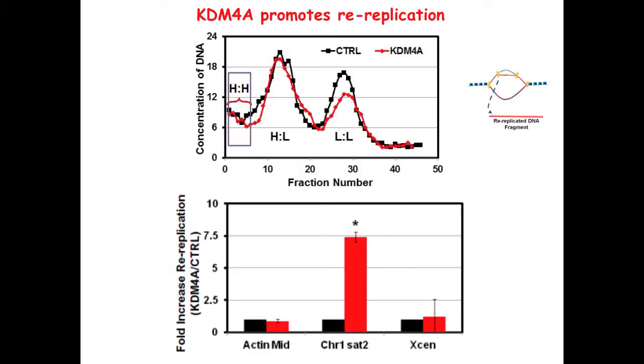So Josh did something that was super important for this. He pooled these fractions together, and then we simply asked, are the regions that the KDM4 enzyme is actually bound to, that it regulates replication at, in fact modulated or re-replicated? And here's the example. Chromosome 1 SAT2 falls adjacent to, or just inside, the 1q12h band, the one that's copy gained, and in fact you see re-replication occurring.